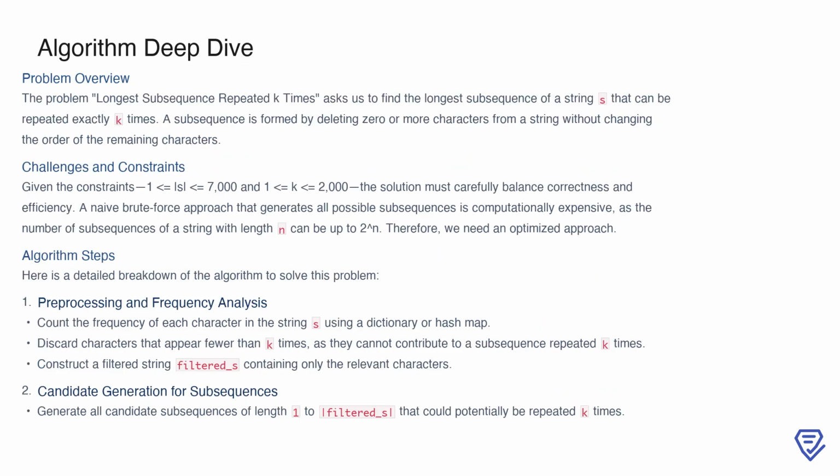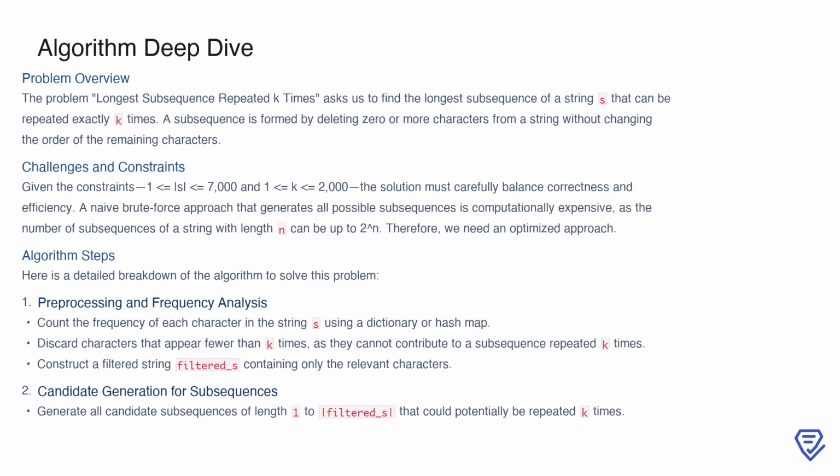This problem challenges us to find the longest subsequence of a string S that can be repeated exactly k times. A subsequence is formed by deleting 0 or more characters from the string without altering the order of the remaining characters. However, the constraints make this problem particularly tricky. With the string length potentially reaching up to 7,000 characters and k values as high as 2,000, a brute force approach that generates all possible subsequences becomes computationally infeasible. This is because the total number of subsequences for a string of length n can grow exponentially, reaching up to 2 to the power of n.